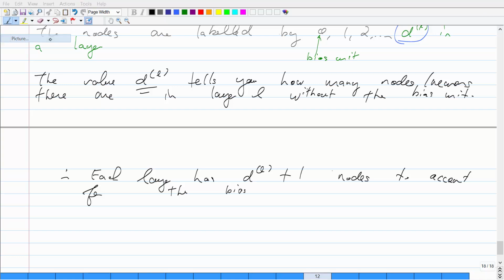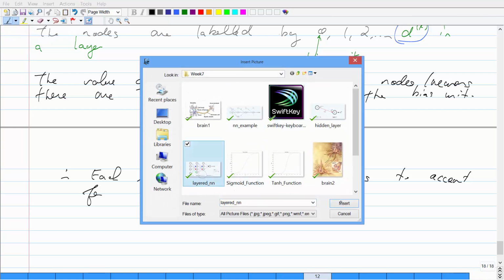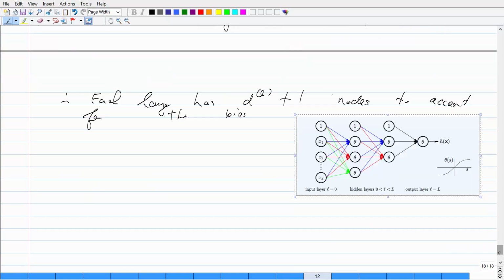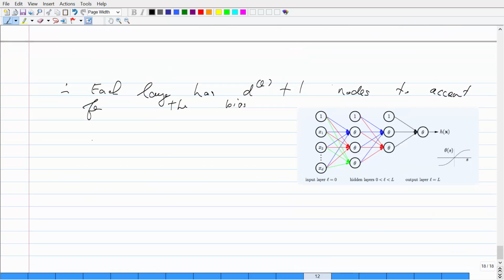Let me pull up the example again just to be sure we're on the same track. So here, the number of nodes in the input layer is called D. The number of nodes in the first hidden layer is just 3; we don't count the bias. Then the second one is 2, and the last one is just 1. Notice that there's no bias unit for the output layer as well. Let me write that down too.